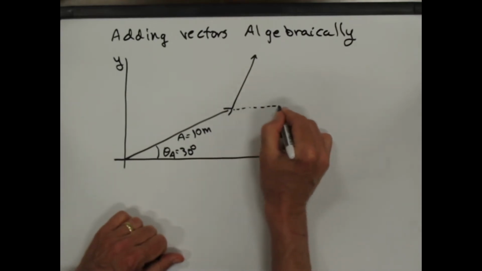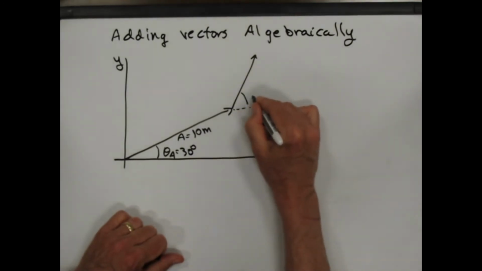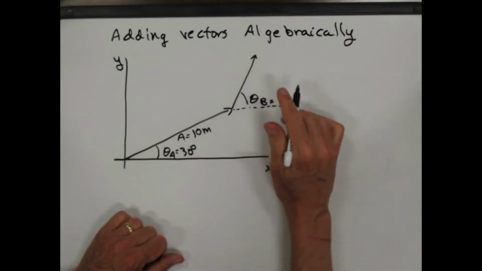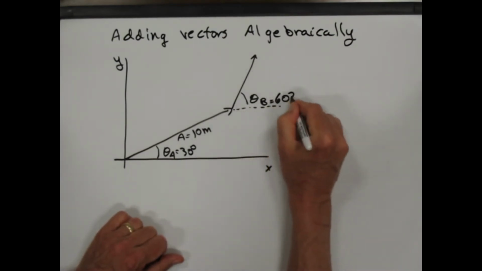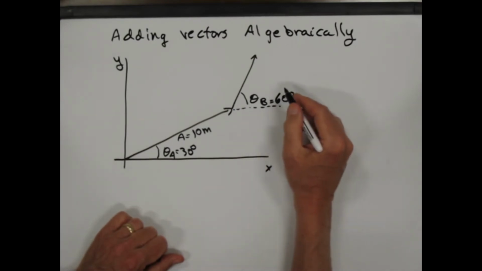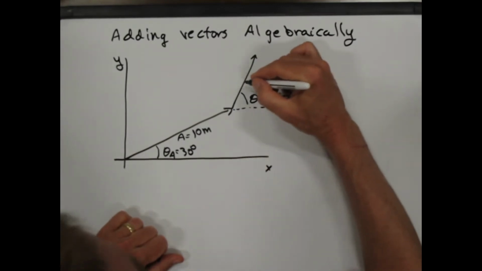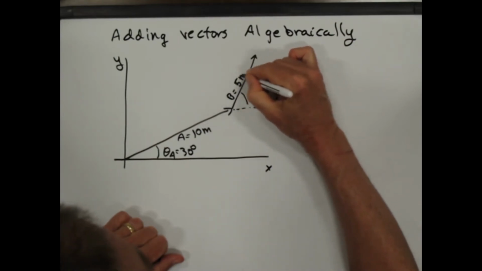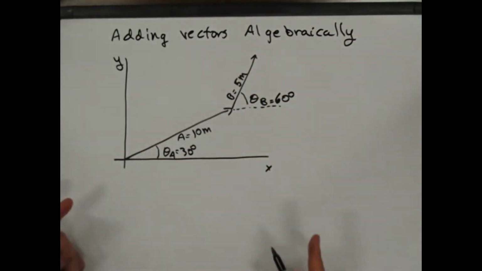B has an angle theta B of 60 degrees, and B has a length of 5 meters. And so we want to add these two vectors and find out what the result is. And so this is kind of tricky.